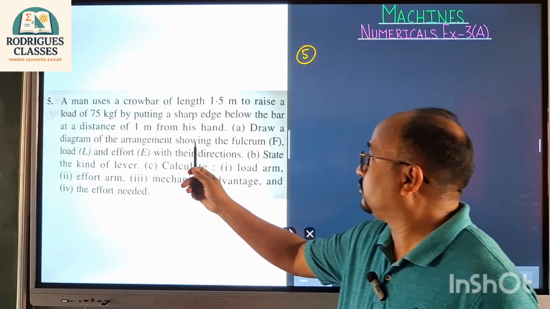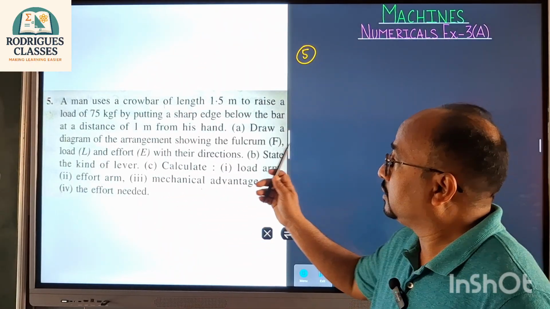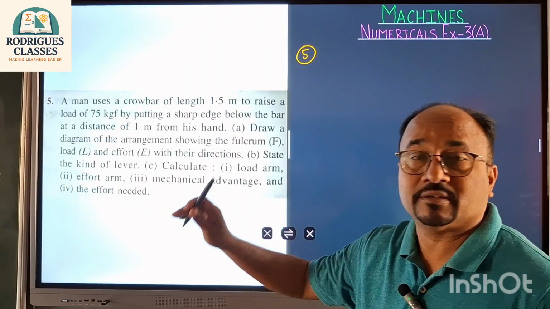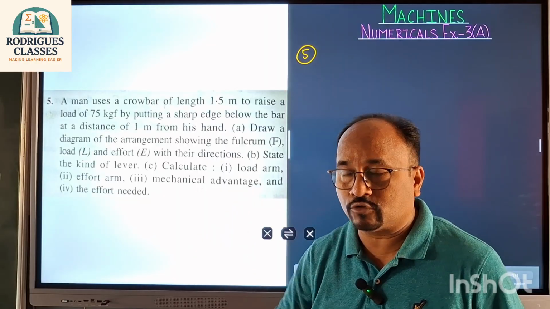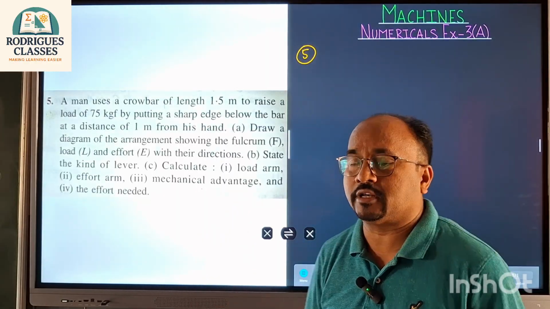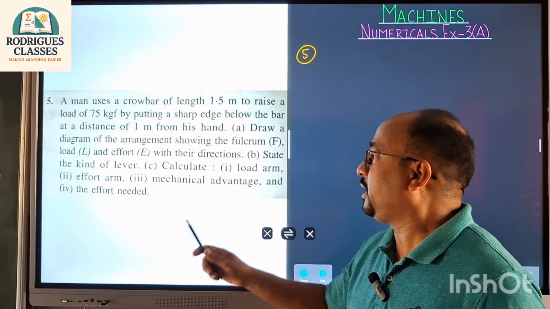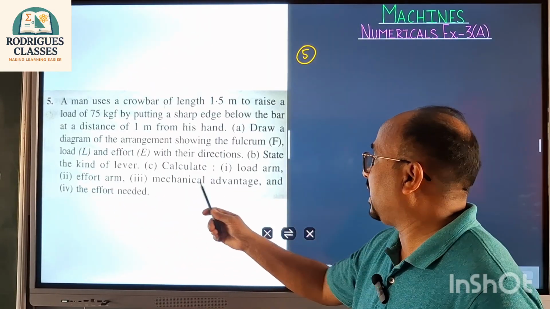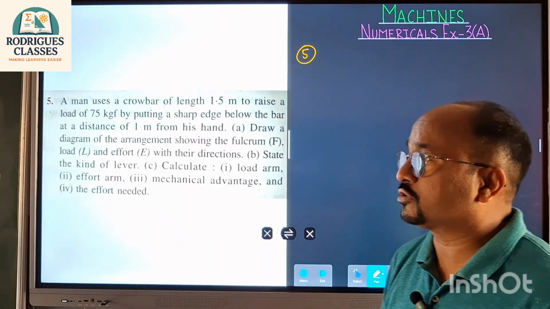Draw a diagram of the arrangement showing the fulcrum. So we have to draw the diagram of it first and mark all these points, fulcrum, load and effort, with their symbols, and state the directions also. So we have to show the direction which we have been showing till now in all the numericals. State the kind of lever it will be. Calculate then in the C part the load arm, the effort arm, the mechanical advantage and the effort needed. So let us proceed one by one.